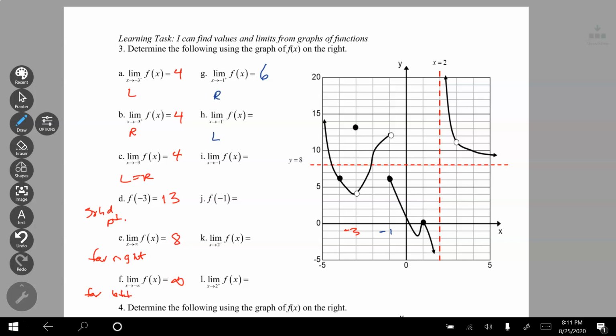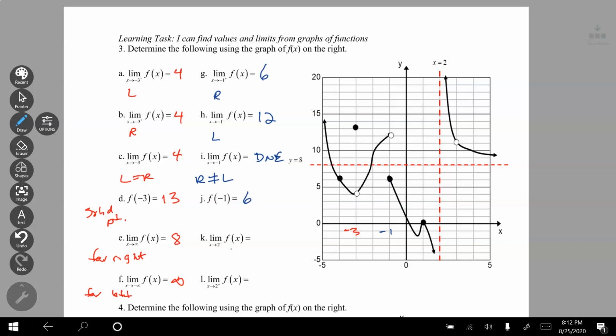This is negative 1 from the left. That result is 12. Even though there's an open dot there, open and closed dots do not matter for limits because I only have to intend to get there. I don't have to get there. But since the right does not equal the left, this limit in general is DNE. They don't meet together. F of negative 1 wants a solid dot, and the solid dot is at 6.